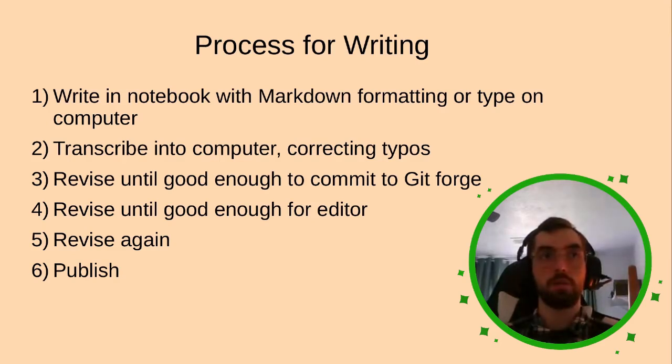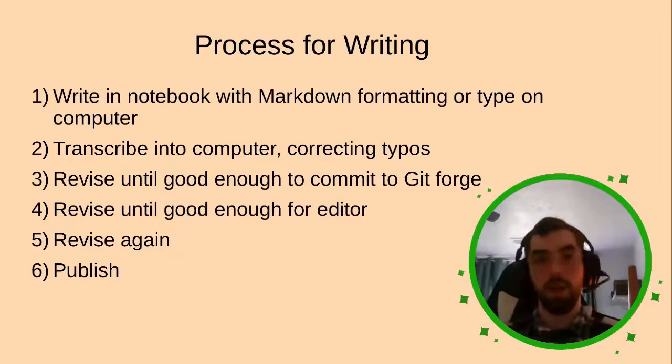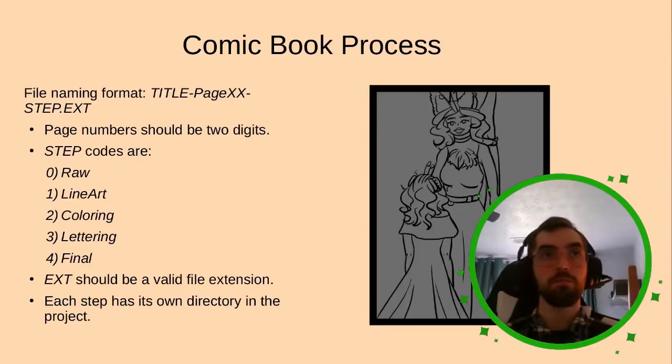And then I'll revise it until I think it's good enough to commit to my Git forge, and I consider this my alpha or beta version of the story. And then after that, I'll revise it more until it's good enough to send to my editor, and I'll use commit messages to keep track of changes I've made to the story, like if I rename a character or remove a scene. And then after my editor gives me feedback, I'll revise again until he and I are both happy with the story, and then I'll publish it. I'll talk about where I publish it later.